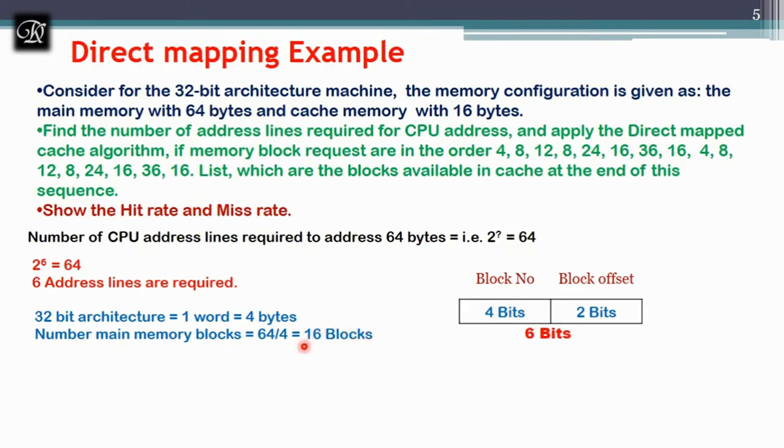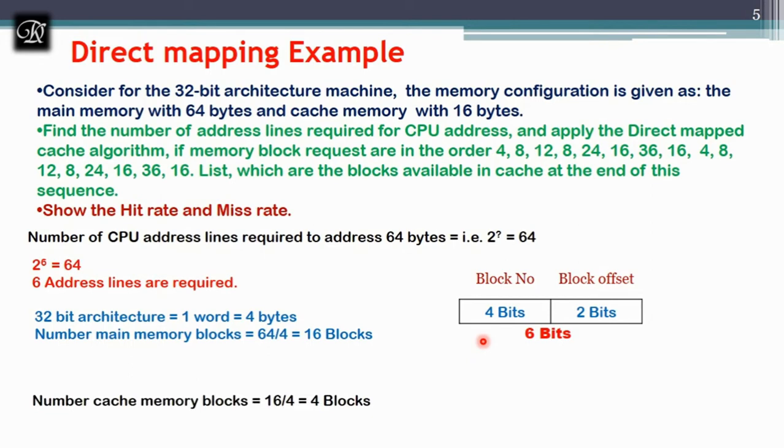So I am getting 16 blocks over here. This is with respect to main memory. The main memory, given 6 bits, is divided into 2 parts. One is for the block offset, that is 2 bits, and the remaining 4 will go to the block number.